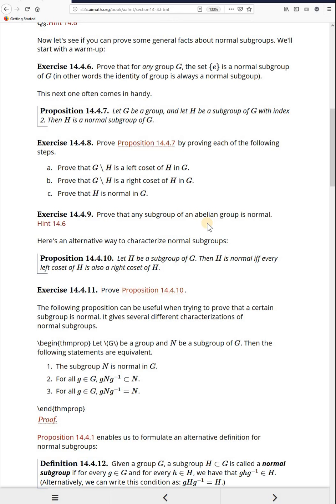Now on 14.4.8, yes, that's set difference, right? Yes, okay. G not H, that's everything in G that's not in H. Okay, so I was making a little side note.